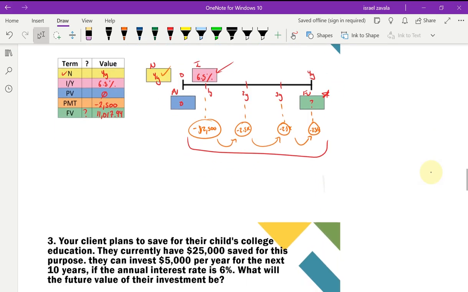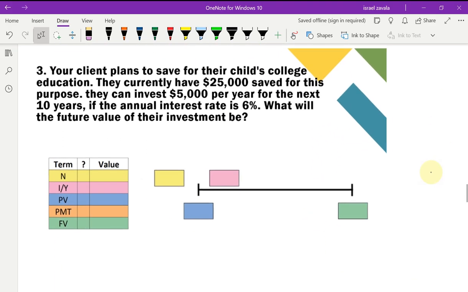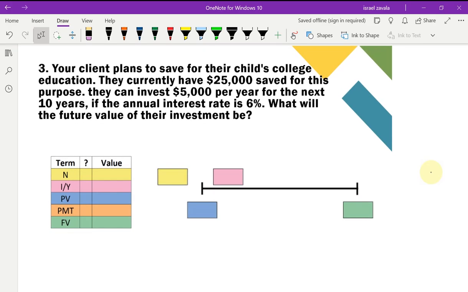The next one is going to change things a little bit. We're getting a little bit more complicated, but nothing too crazy, okay? We'll have a few more questions left. So, my highlighter, your client plans to save for their child's college education. They currently, look at this, they currently have $2,500 saved for this purpose. They can invest $5,000 per year for the next 10 years.